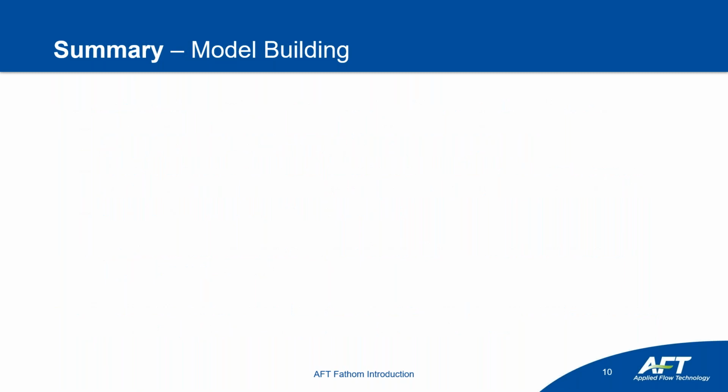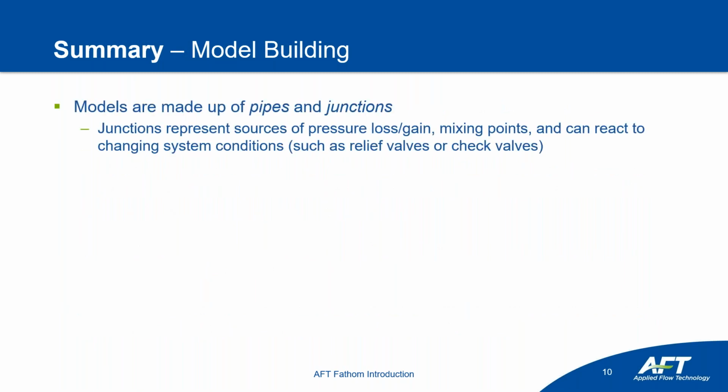So this is really the summary of model building. We saw models are made up of objects, which we consider either pipes or junctions. Junctions can be pressure loss or pressure gain in the case of a pump. It could capture where fluids are going to be mixing within a model. So if you have multiple temperature streams, for example, where are they going to mix and what's your resulting temperature?